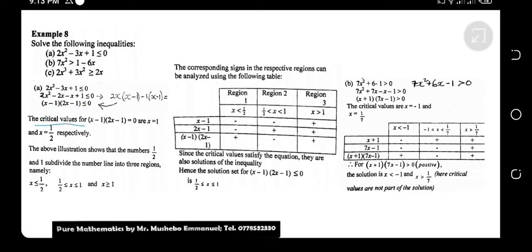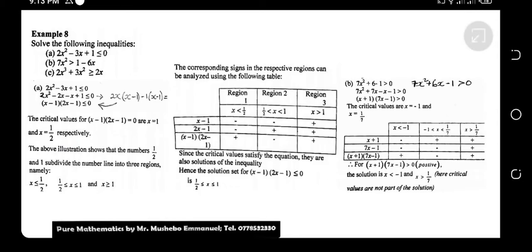So for the critical values, we equate each bracket to 0. For example, x - 1 = 0, and there we get x = 1. Also we equate the second bracket to 0, which is 2x - 1 = 0. Equating it to 0, we get the value of x as a half. So the critical values are x = 1 and x = 1/2.